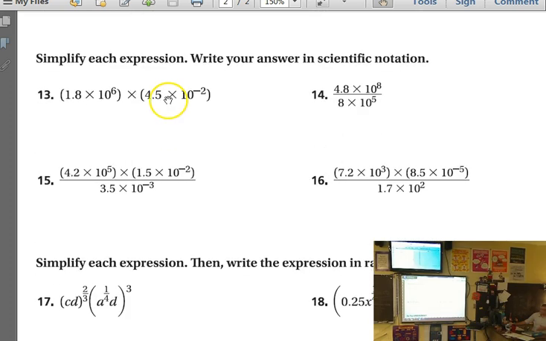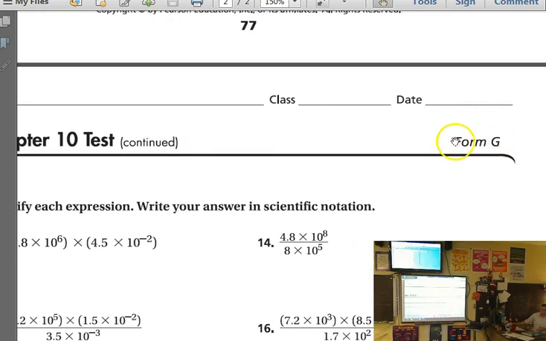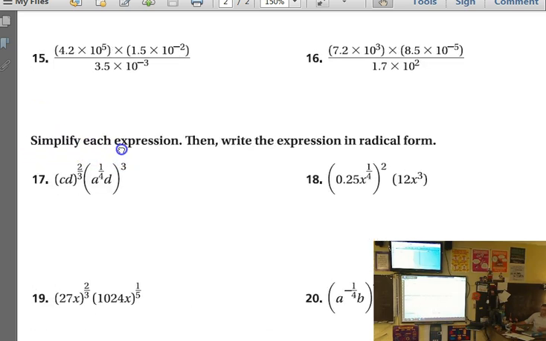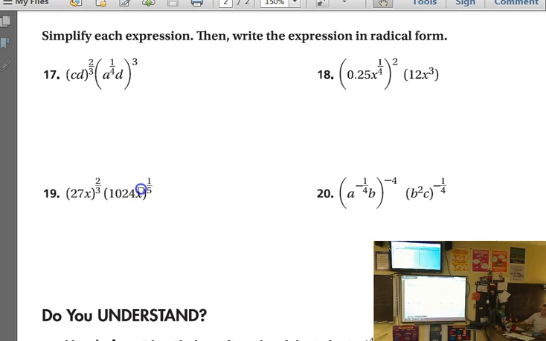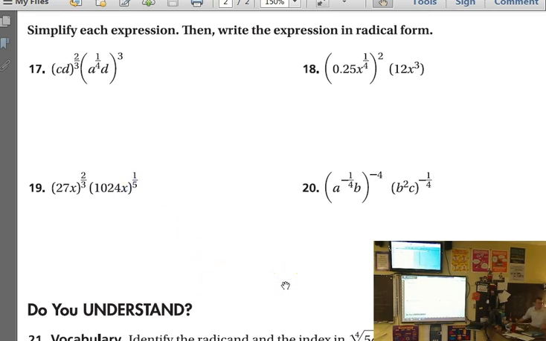On the other form, on Form K, once I have them back from the copy center, you will find a similar problem. Like if you got one of these wrong, find a simplify each expression problem and do that on the other form. So when I have those back tomorrow, I'll clarify that. But today we're going to go over a few of these together. 17 through 20 were probably the section where people had the most issues, so I figured we would start here.